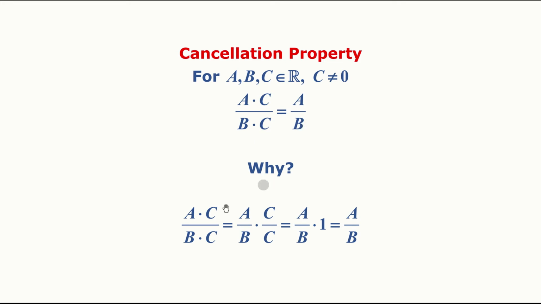Why is that true? Well, we're going to utilize some of the properties we just learned to actually come up with a proof. If you have a times c over b times c, you can break this up as a over b times c over c, and that's going to be a over b times 1, obviously, and because 1 is the multiplicative identity, that's just going to give us a over b. Again, something we just take for granted. We always just go from this to this, but here's all the reasoning that's going on behind the scenes, right?